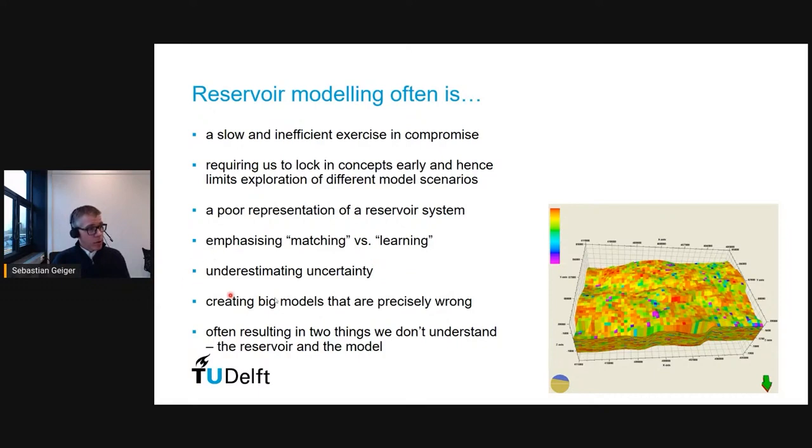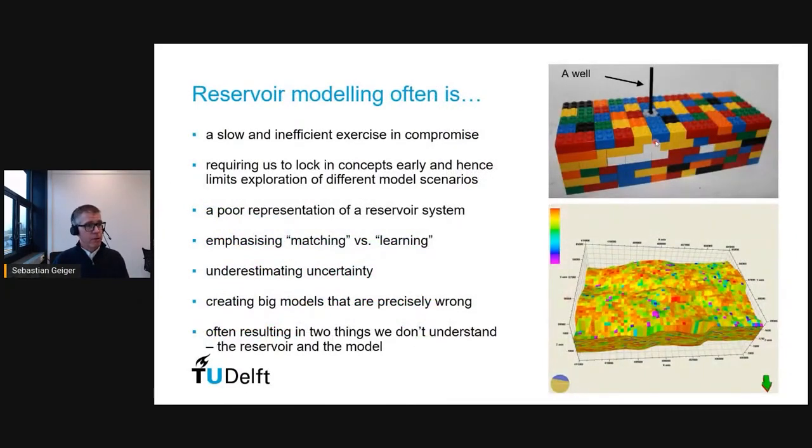So as discussed, our models pretty much always underestimate uncertainty. Because we have very big computers these days, very powerful computers, we tend to create big models that are precisely wrong, not smaller models that are approximately right. At the end of the day, we often end up with two things that we don't understand, which is the reservoir and the model that we're trying to simulate itself. Again, this is a model that we have built with students in my group, and it looks very colorful, but I can't help but think that this sort of looks a little bit like someone has played around with Lego, put a little Lego well in there to approximate some geological heterogeneity in the subsurface.